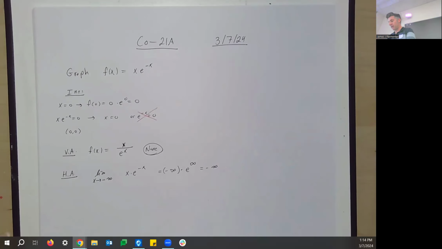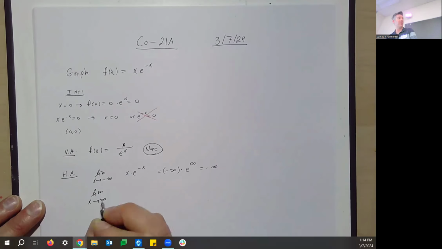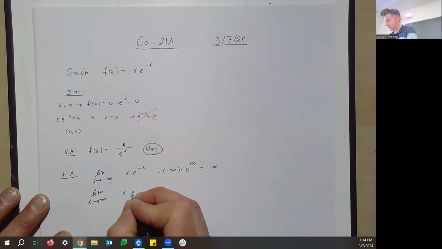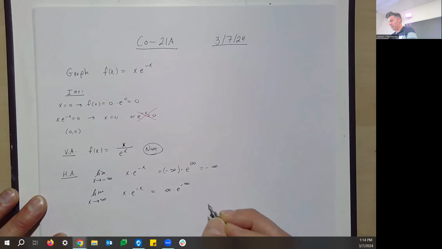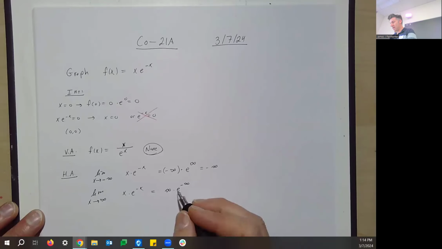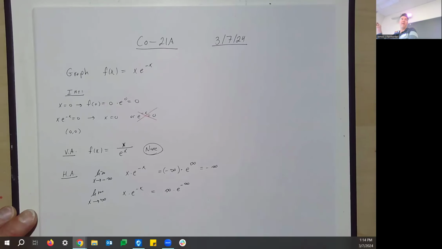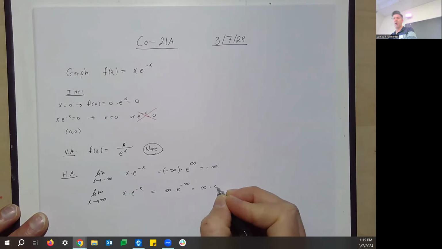On the other side of this, as x goes to infinity, this is where we're going to run into a problem. We have x times e to the negative x, which we could write as infinity times e to the negative infinity. But that's not super helpful because e to the negative infinity, if you think about the graph of e to the x, as you go to the left, that gets closer and closer and closer to 0. So what you really have is a really big number times a really small number.